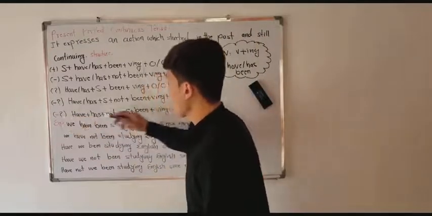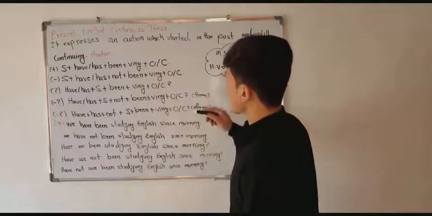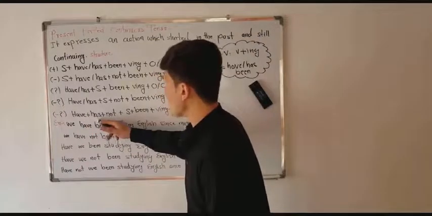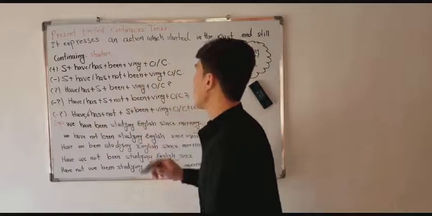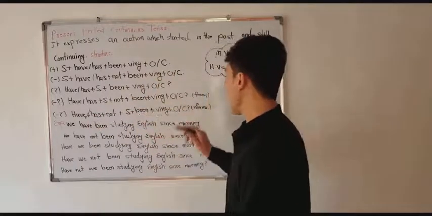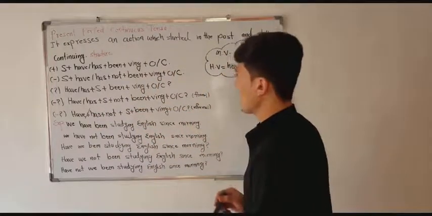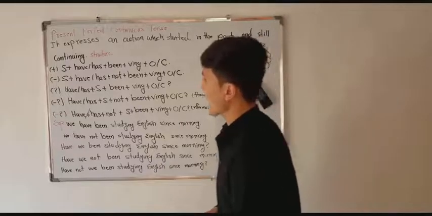Negative interrogative: this is formal and this is informal. Have or has plus not plus subject plus been plus verb ing plus object or complement. Look at the example.